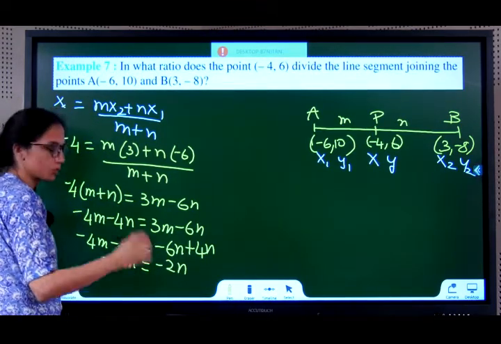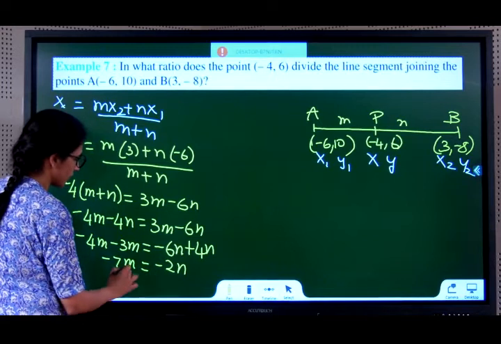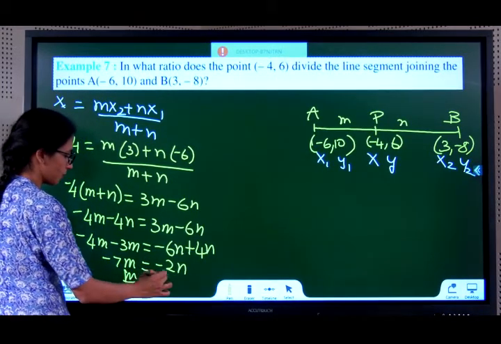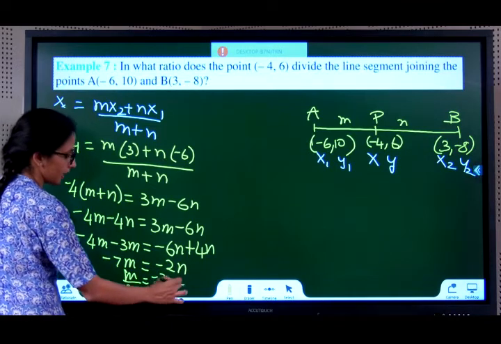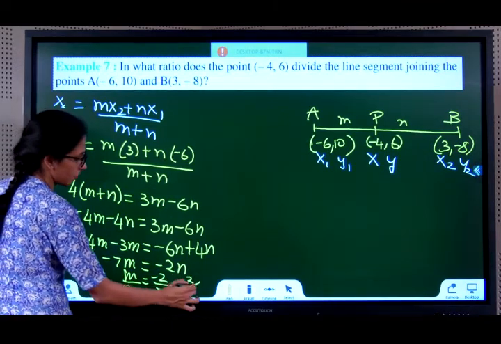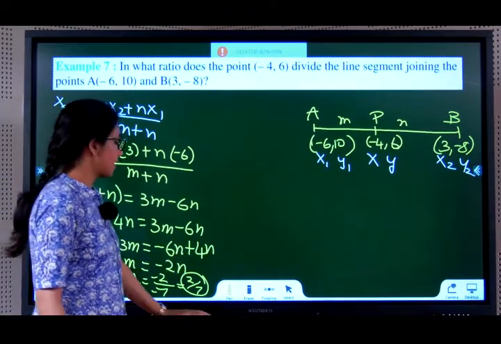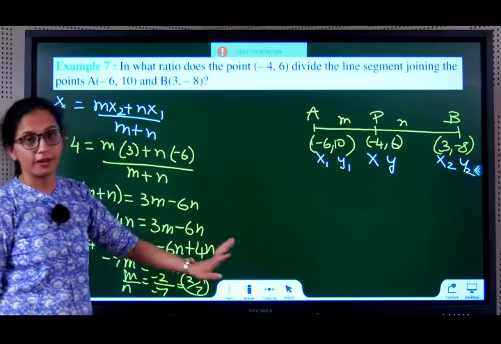I want m is to n. So, what should I do here? M by n is equal to, send the n aside. So, minus 2 will remain here, 7 will come here. Minus 2 by minus 7, which is 2 by 7. So, your ratio is 2 by 7. This method is fine.